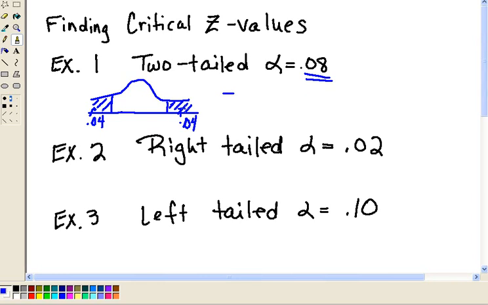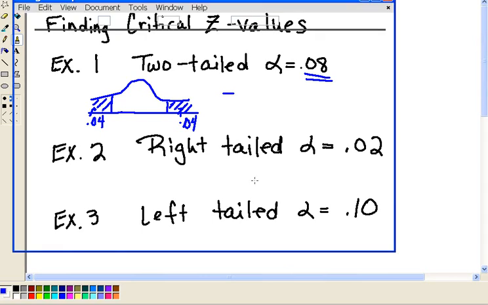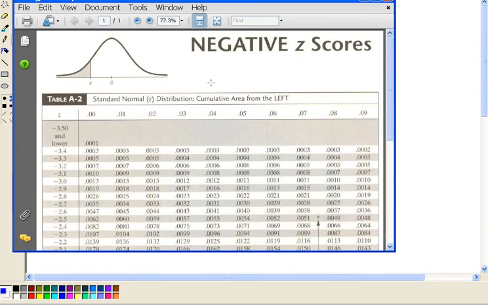Now, what do we do with that 0.04? Well, we go to our z-table and look it up. We'll talk about our z-table in just a second, but we're looking for an area of 0.04. So let's go to our z-table. The z-table is located in the back of the book and looks like this. Right here, we're looking at the negative z-scores.